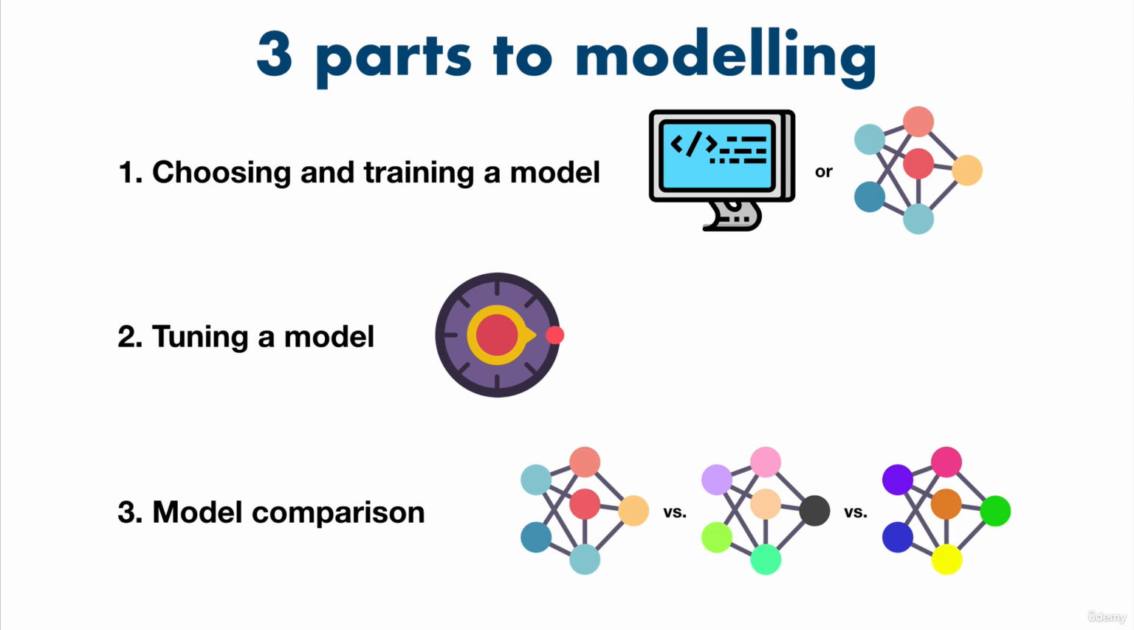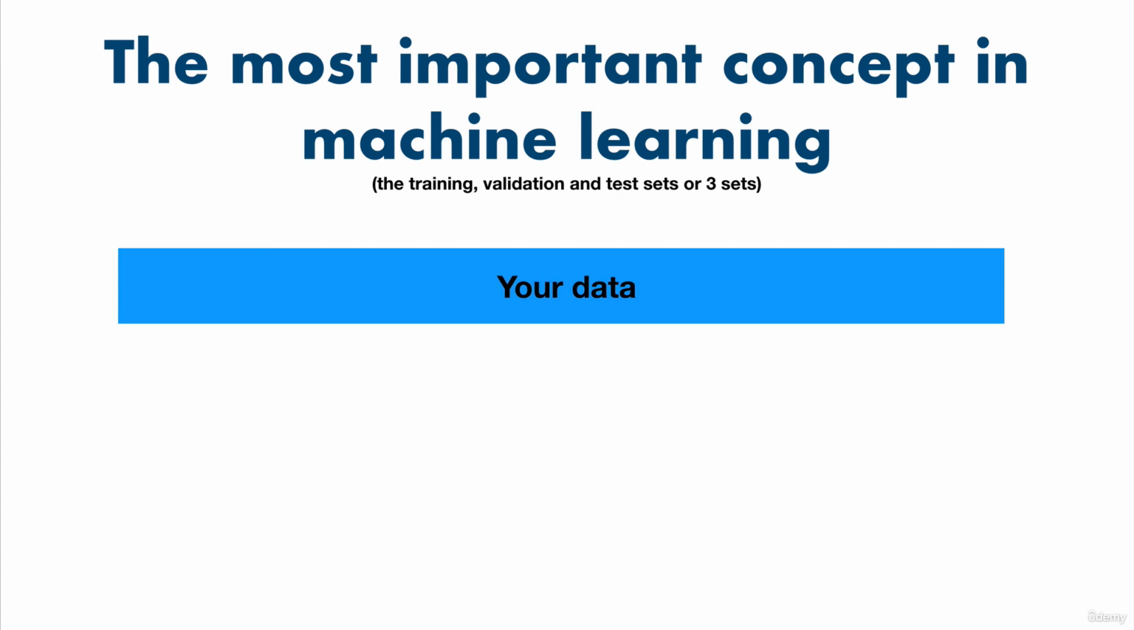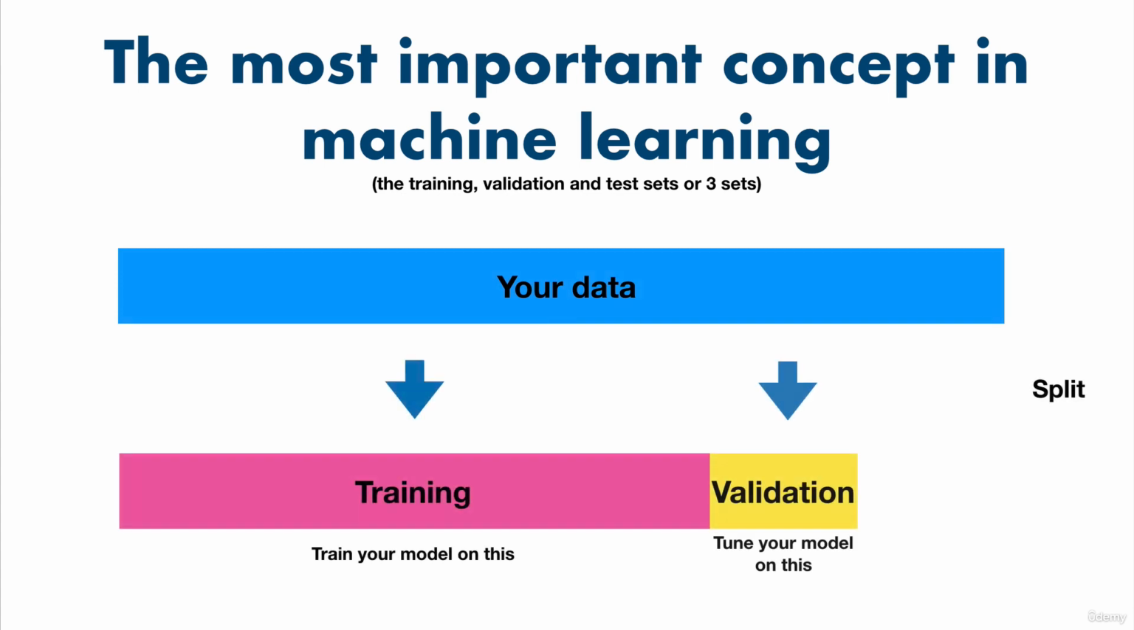Before we get into these, though, part 1 of modeling and the most paramount topic to discuss in this whole entire course, is the most important concept in machine learning: the train, validation, and test splits, or commonly referred to as 3 sets. Now, since you want to be using machine learning models to gain insights on some data to predict the future, it's important to test how well they would do in the real world. To do this, you split your data into 3 different sets: a training set to train your model on, a validation set to tune your model on, and a test set to test and compare your different models.